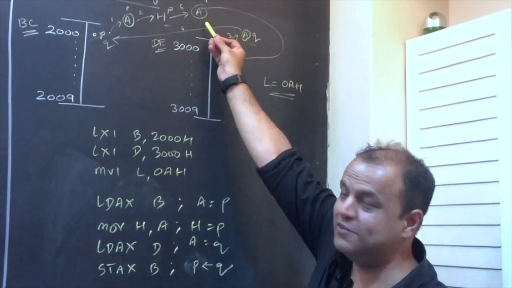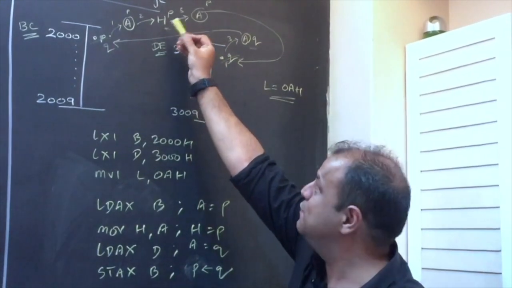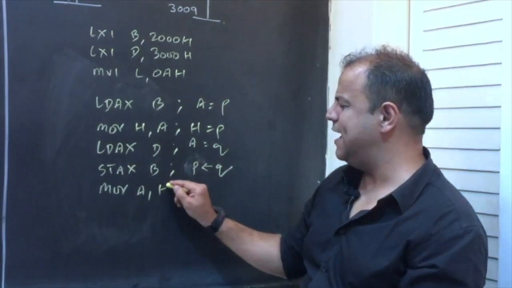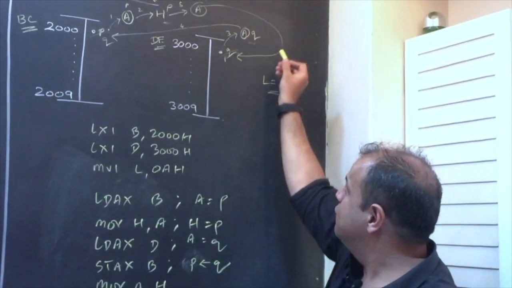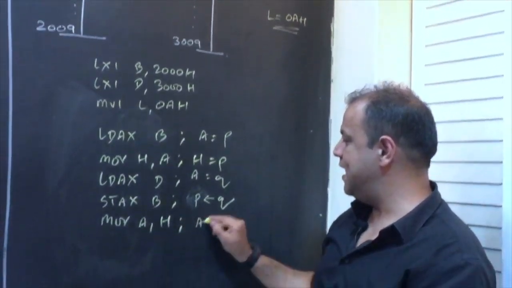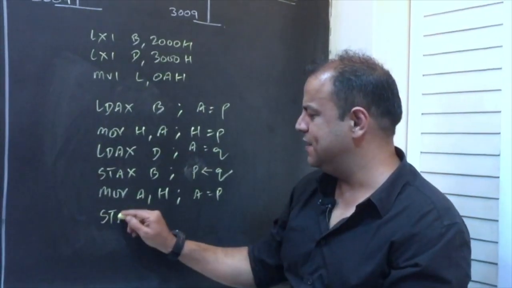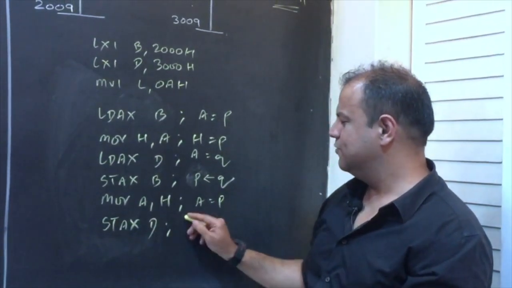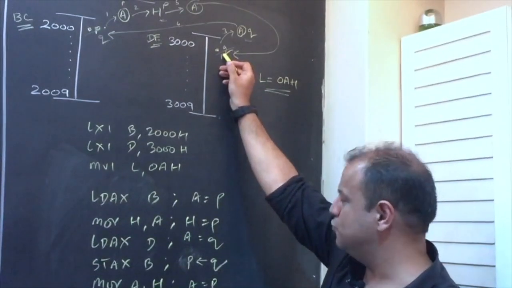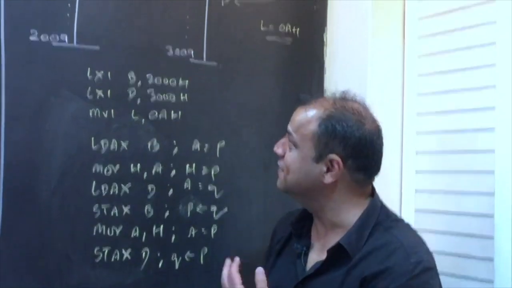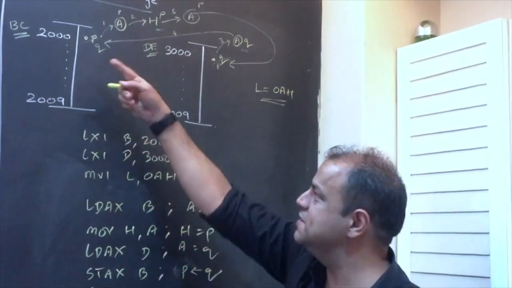So half of your exchange is over. Now the question is, where is P? P was there in H. From H, get it back to A. MOV A,H. You got it back to A. So as of now, A is P. From A, store it at the location pointed by DE pair, STAXD. So the location pointed by DE pair, which was originally Q, will now get P. So you have managed to do your full exchange. P and Q have been interchanged.